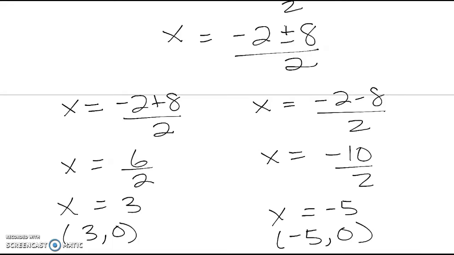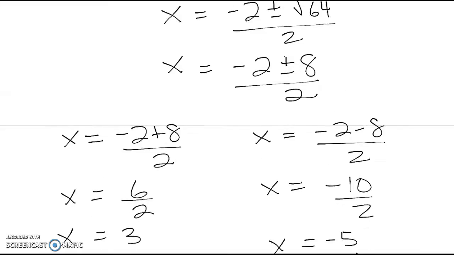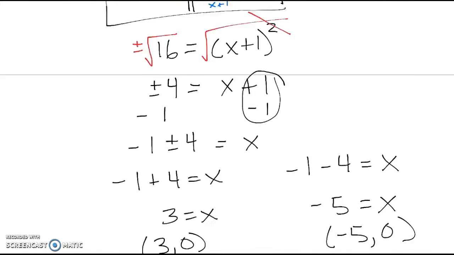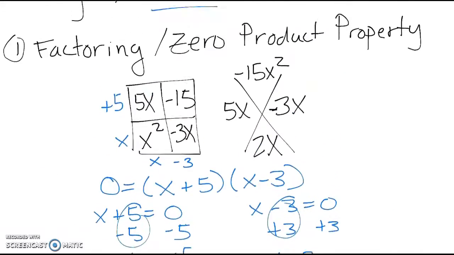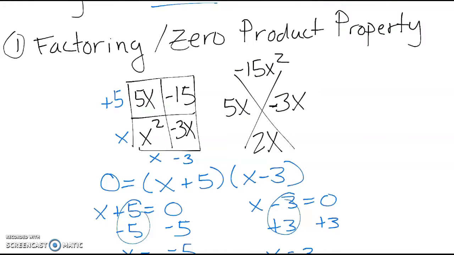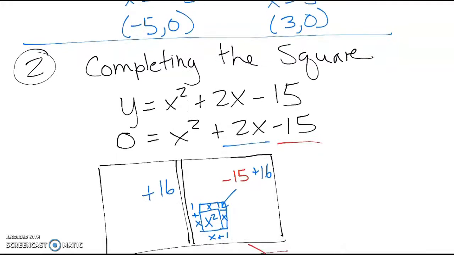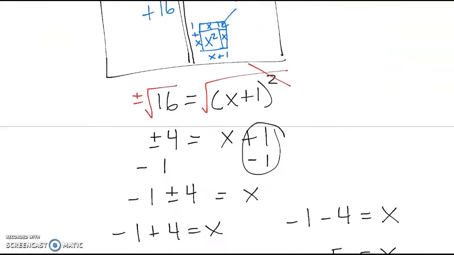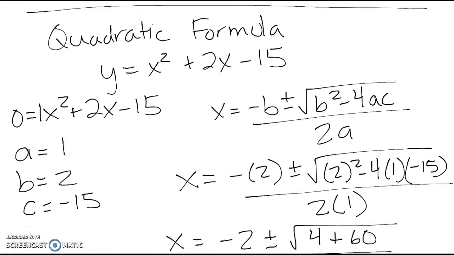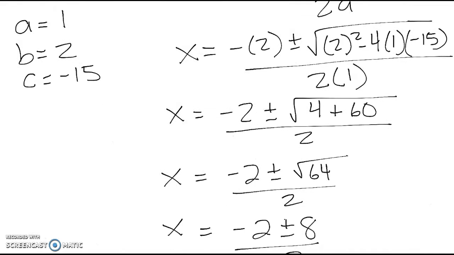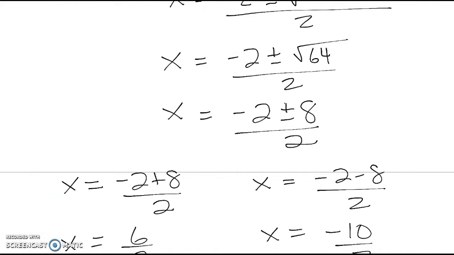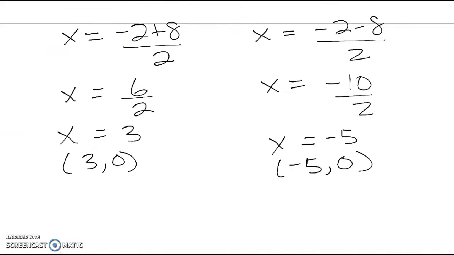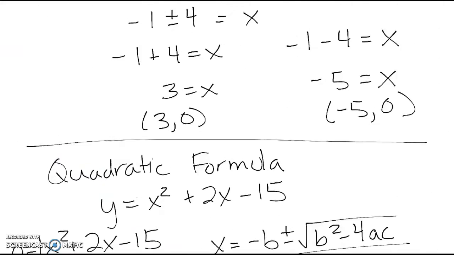So you can see, no matter the method, I get the same x-intercepts, the same roots. As a reminder again, you are going to solve this two ways. The first way you have to solve it is by factoring and using the zero product property. That is one way you need to do it. Then for your second way, you choose to either complete the square or use the quadratic formula. And then just make sure that you are writing out all your steps and describing what you're doing as you write out your work.